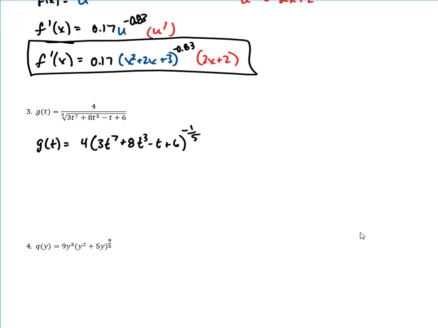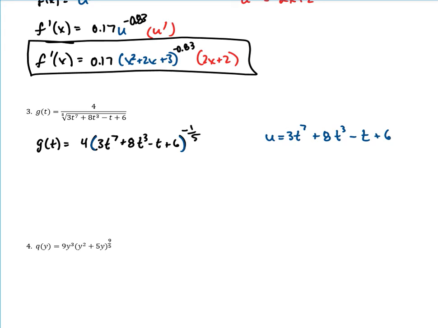Okay, so there's that. And then, again, if you want to go ahead, pause and see if you can do it yourself, it is looking like this should be our u. The big expression raised to the power is usually the u. So we have u is 3t to the 7 plus 8t cubed minus t plus 6.